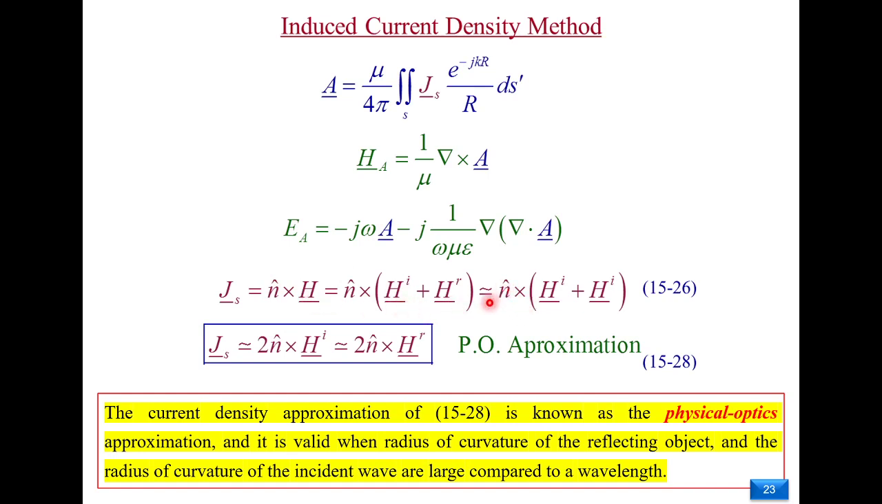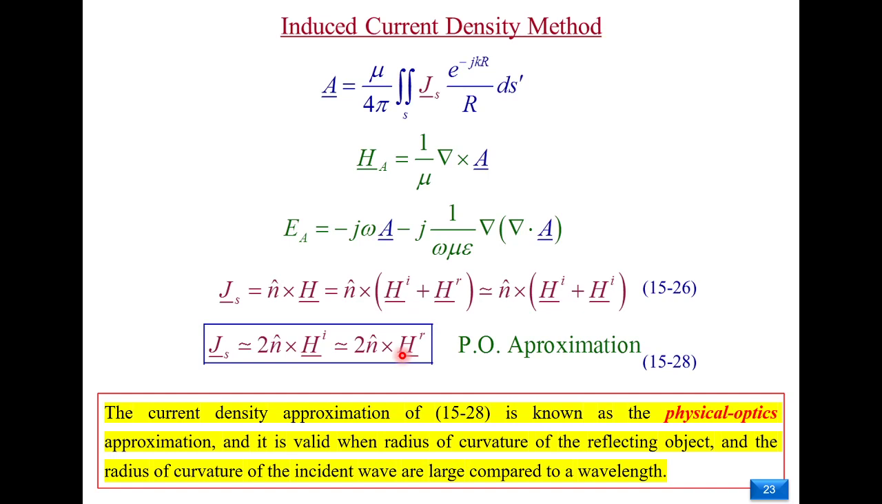So N is the normal, we get the expression for N. So we just add H incident and H reflected, because if you just see the boundary condition for a perfect conductor, you will find H incident and H reflected approximately equal to each other. So the surface current would be 2 times the normal to the surface cross product H incident, since H incident and H reflected are the same in this case.